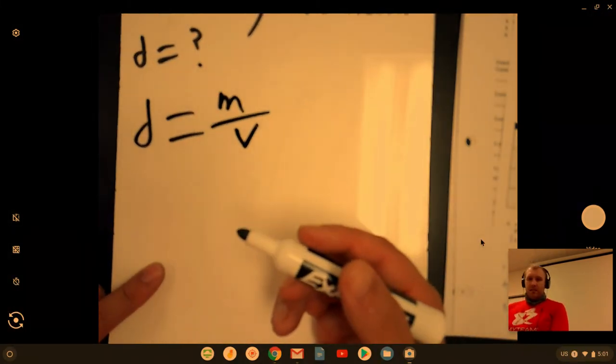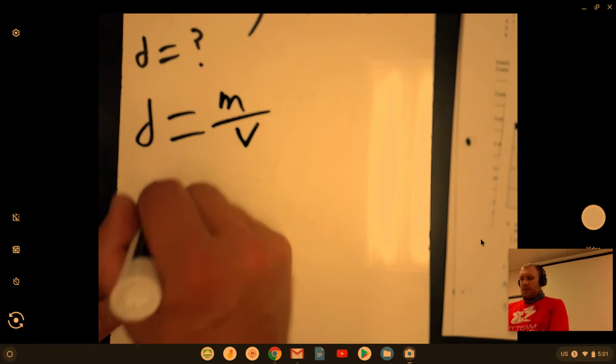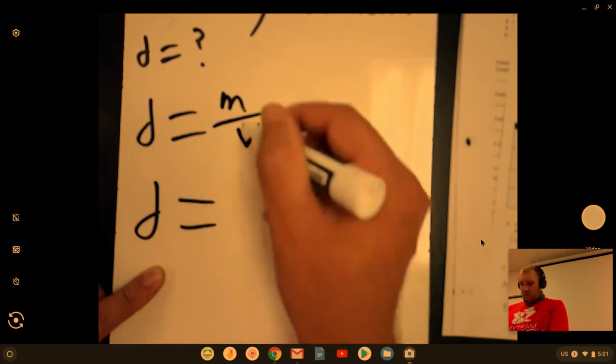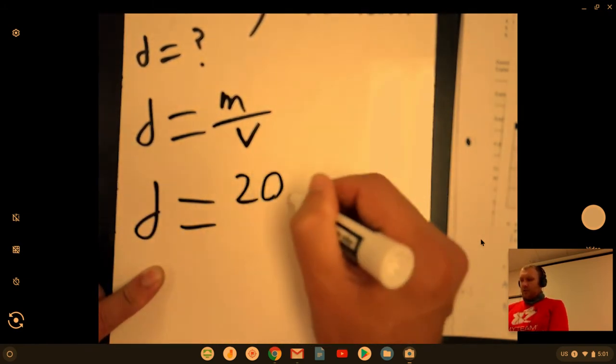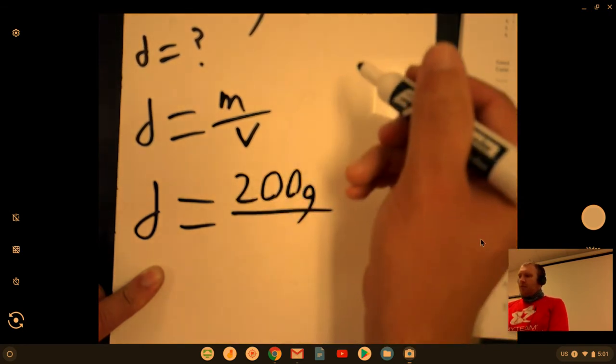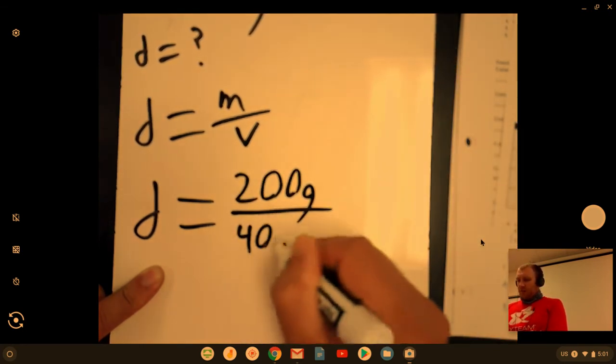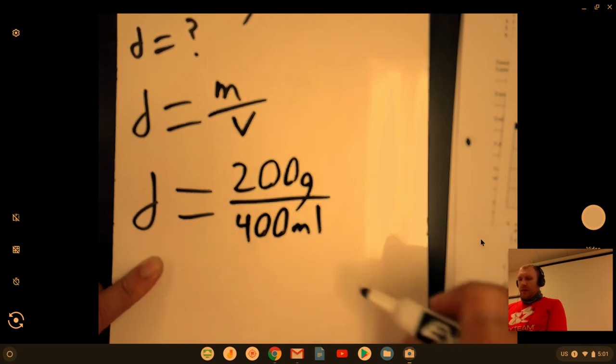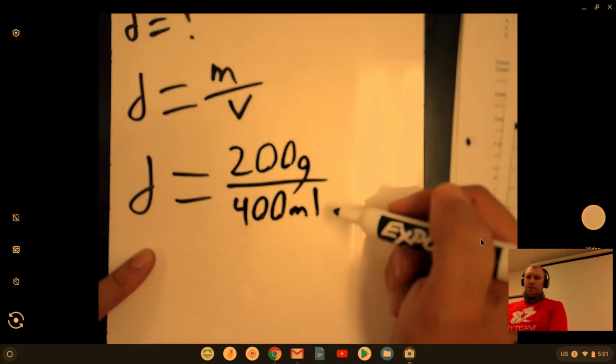Step 3 is then to plug everything in. So density is my unknown. It just stays as a D. But my mass is 200 grams. And my volume is 400 milliliters. Make sure that you include units in step 3.